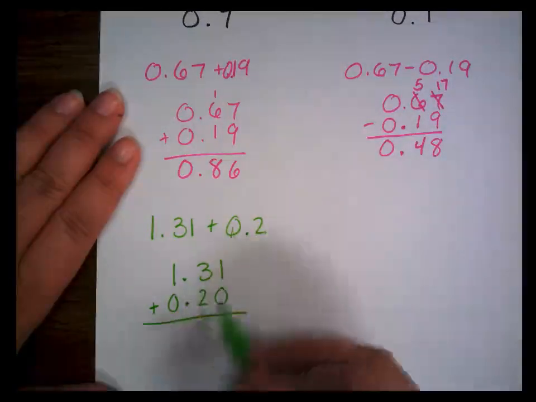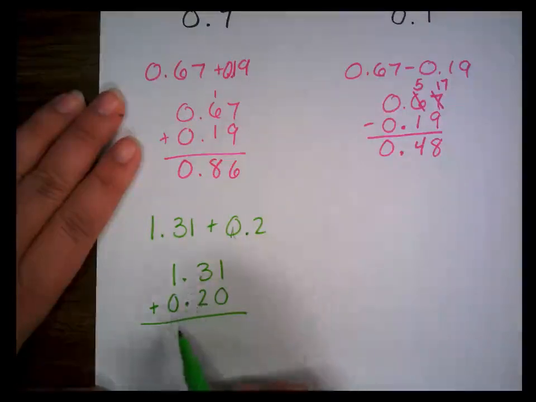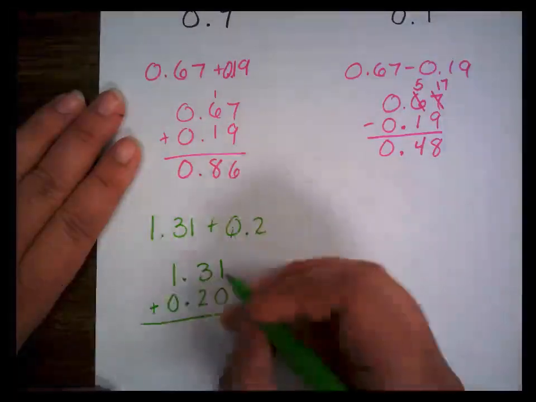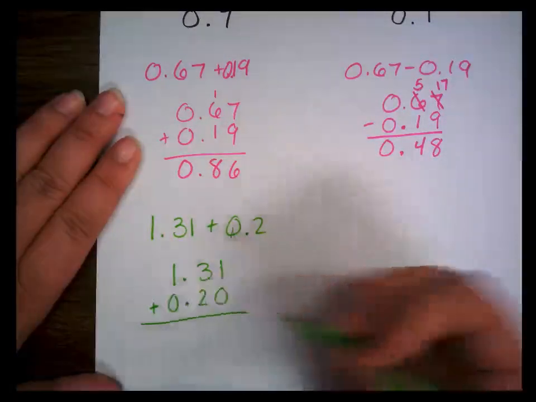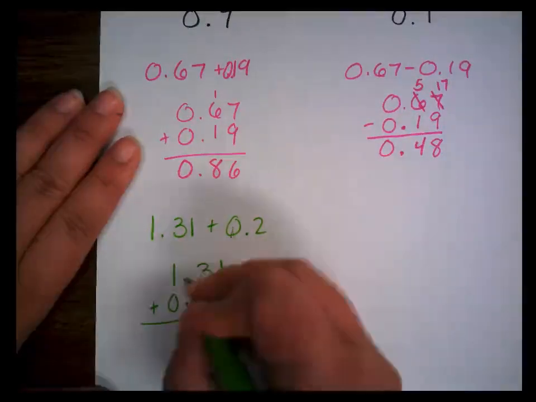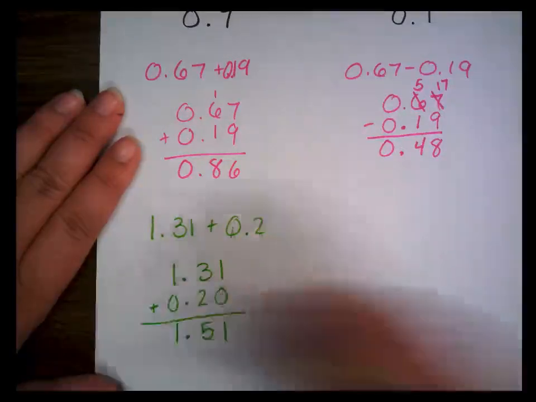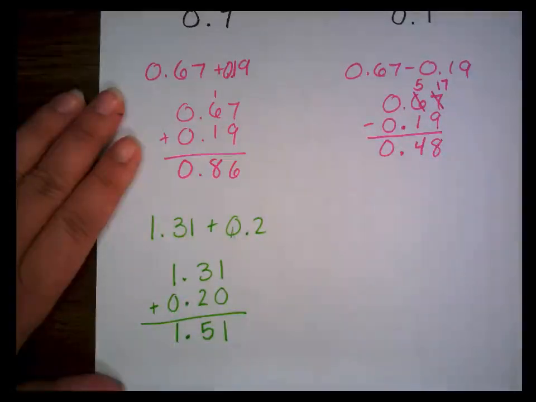Now I can see all my place values are lined up because 0.2, 2/10, is the exact same thing as 20/100ths. So now I can go ahead and add them together. 1 plus nothing, which is 0, is 1. 3 plus 2 is 5. I bring down the decimal, and 1 whole plus nothing is 1 whole. So I get the answer of 1.51.